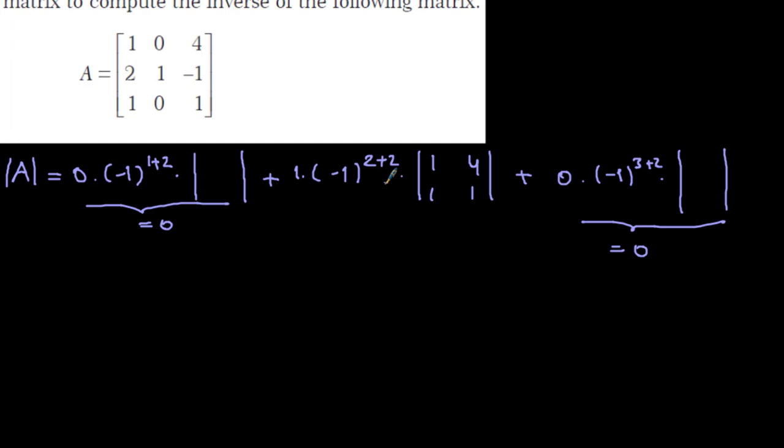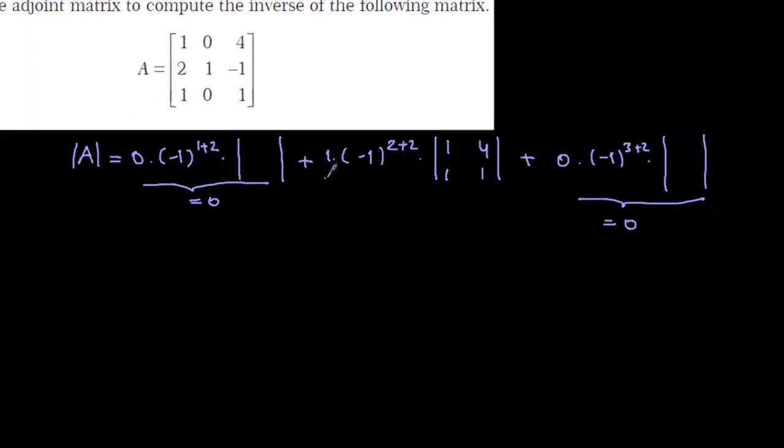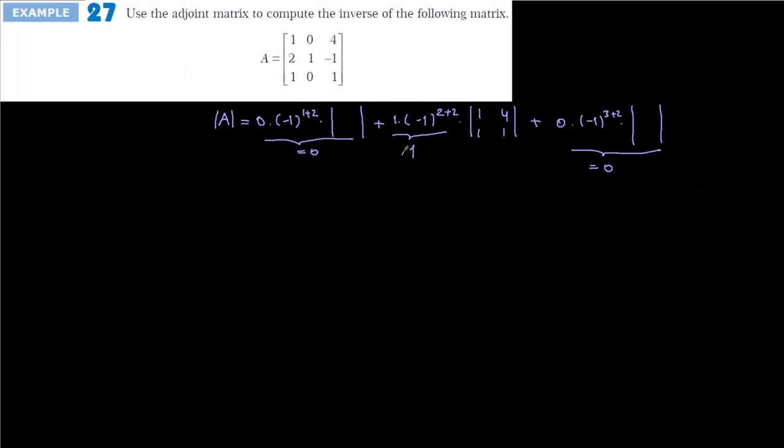And here this is positive, I mean minus 1 to the power of 4 is going to be positive. This is going to be equal to 1, which means that the determinant of A is equal to 1 times 1 minus 4, which is the determinant of A is going to be equal to minus 3.